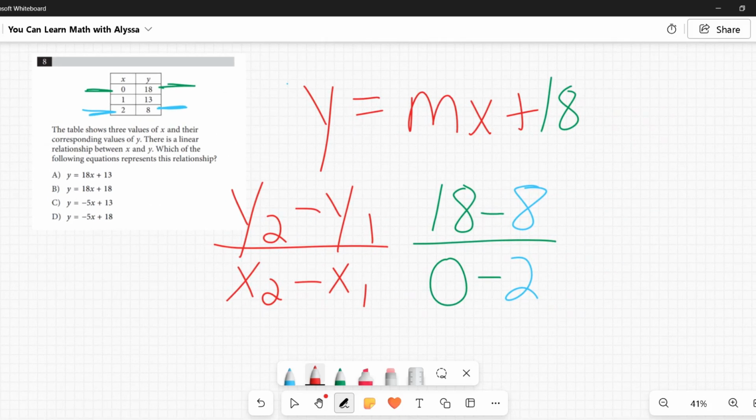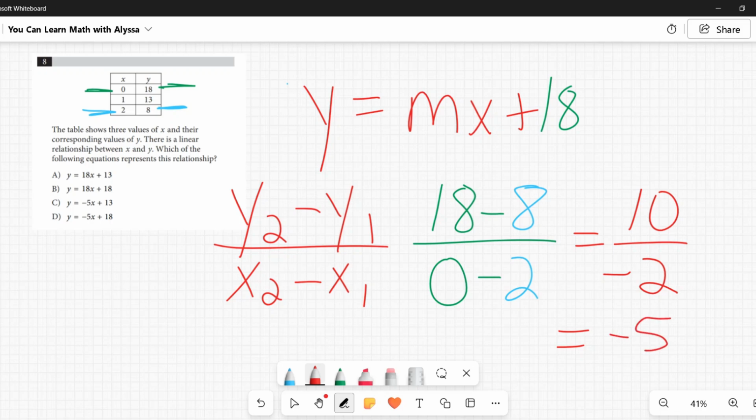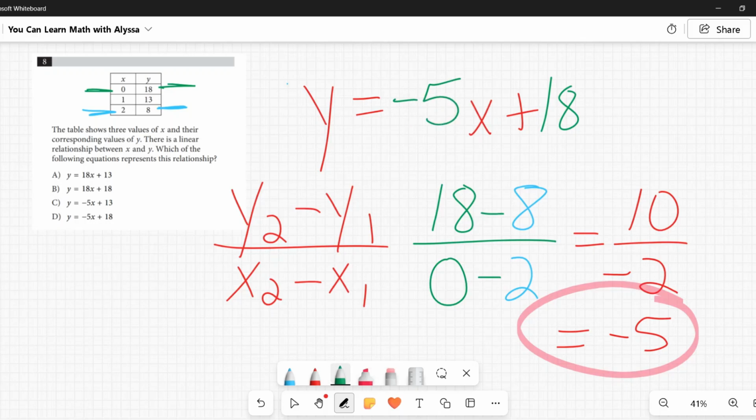Now I just subtract. 18 minus 8 is 10. 0 minus 2 is negative 2. I can simplify that. 10 divided by negative 2 is negative 5. Negative 5 is my slope. No matter which points you use, and which point you decide to use as your first point and which one as your second, you are always going to get negative 5. Always. I promise. So I can go up here and replace that slope, that m, with my real slope, negative 5. And I have an equation there: y equals negative 5x plus 18. And down there, D, you can see that's my option.